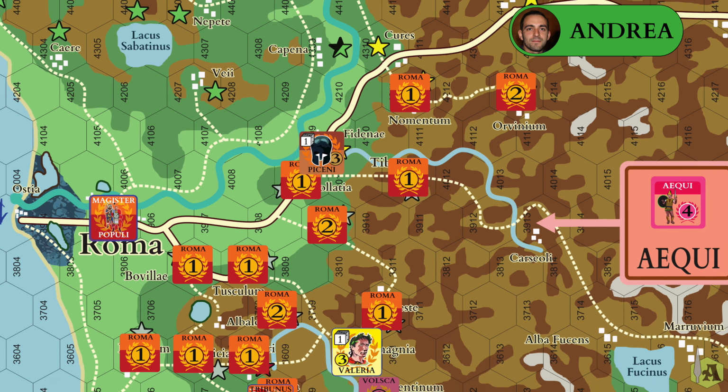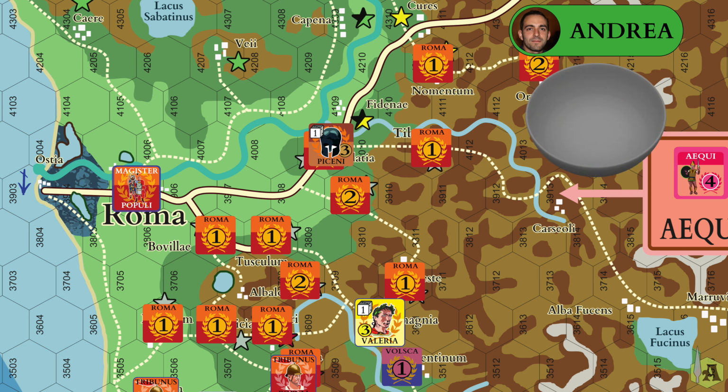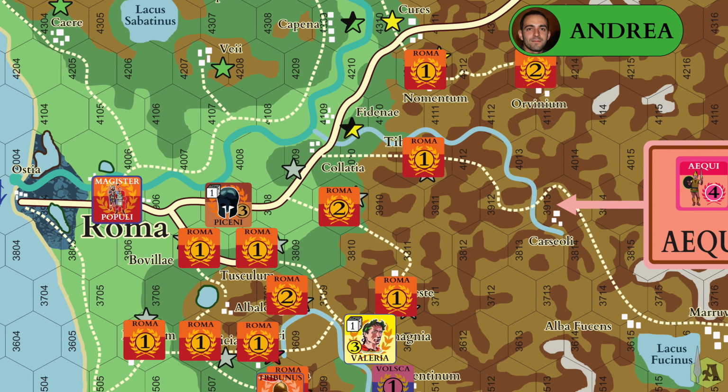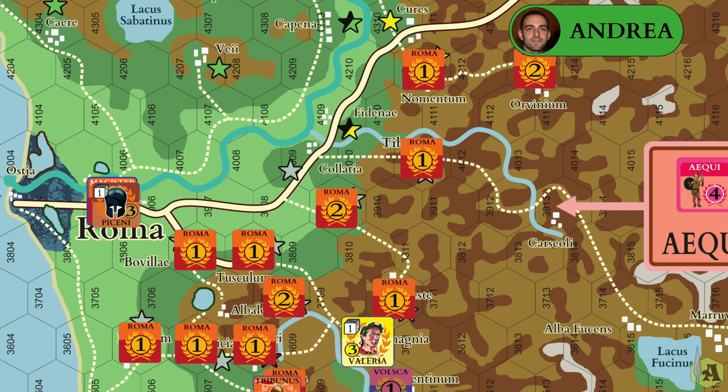Now they swoop down on Calatia. It too is besieged and falls, though not immediately. The Roman garrison is removed. The way to Rome is open. The Picenes reach Rome and lay siege to it. The Magister Populi is left in Rome with 3 infantry and 3 cavalry.